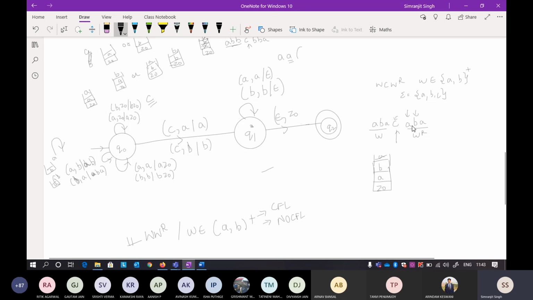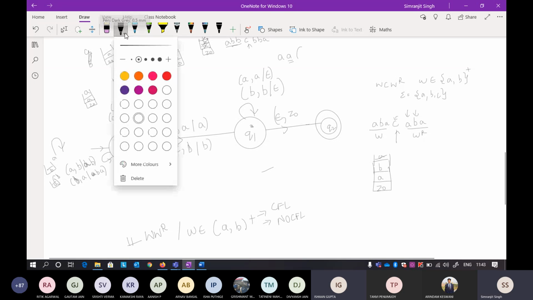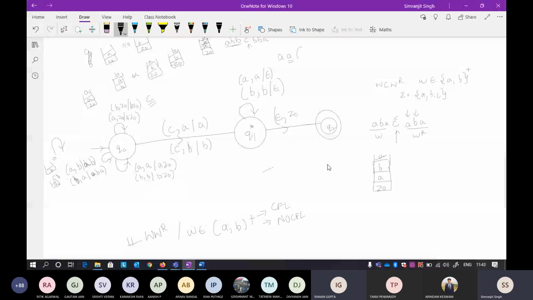Excuse me, sir. Yes. Can you use a bit darker ink? It's very light on the canvas. Okay, it's okay now. Is it visible now?